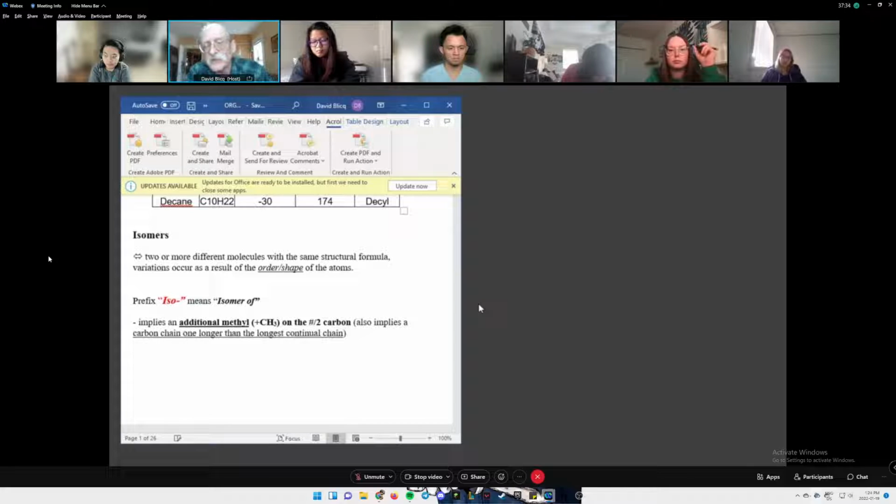And the really short cheater's version of this, it almost always means, ready? There's an extra methyl group, CH3, on the number 2 carbon. And the way they draw it, and I'll show you in a minute, it also implies that the total chain length is longer than the longest continuous chain. I'll have to show you that for that to make sense for you guys. So when it says iso something, it means there's an extra methyl group usually attached to the 2nd carbon.